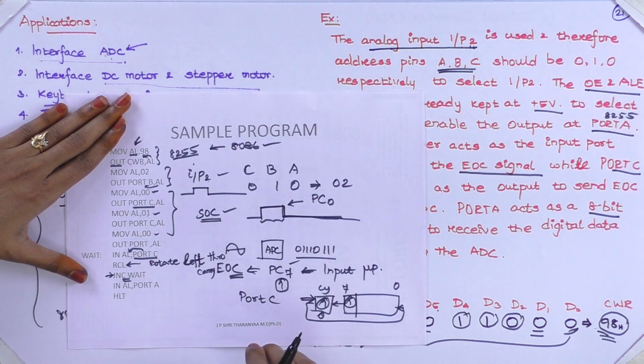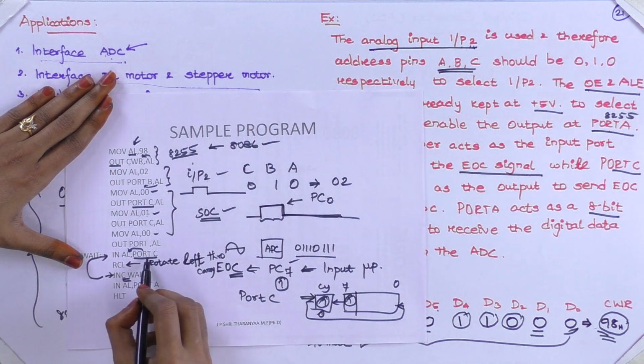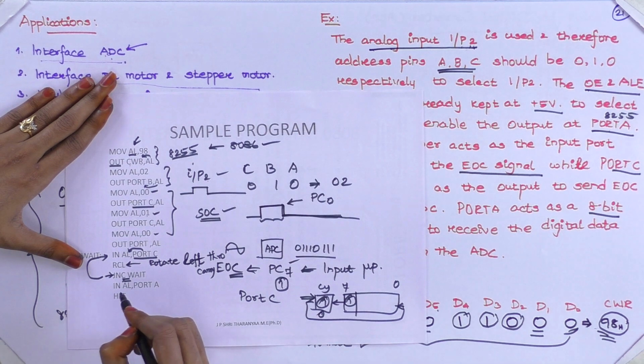So again the processor has to go on to the loop, since the carry has not occurred. It will check whether port C receives the signal, rotate it, and check whether the carry has occurred or not. This process will continue until your 7th bit, PC7, is 1. PC7 being 1 means the end of conversion has occurred. If not, the conversion is not yet finished. So this loop will happen until PC7 is 1. If PC7 is 1, when you rotate, the carry will become 1, which indicates the end of conversion has occurred.